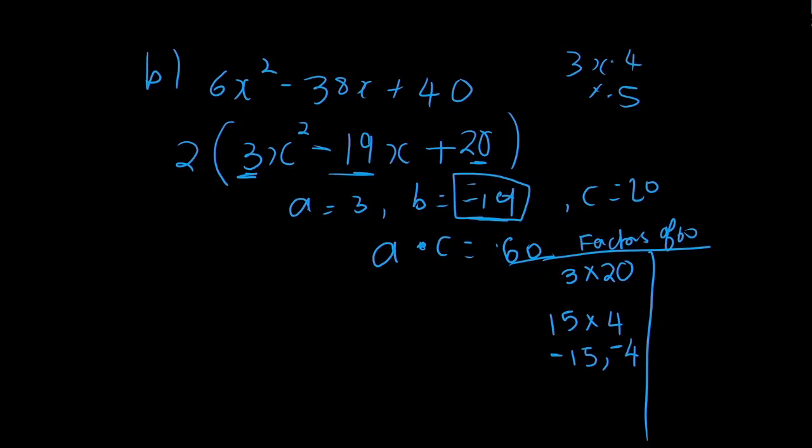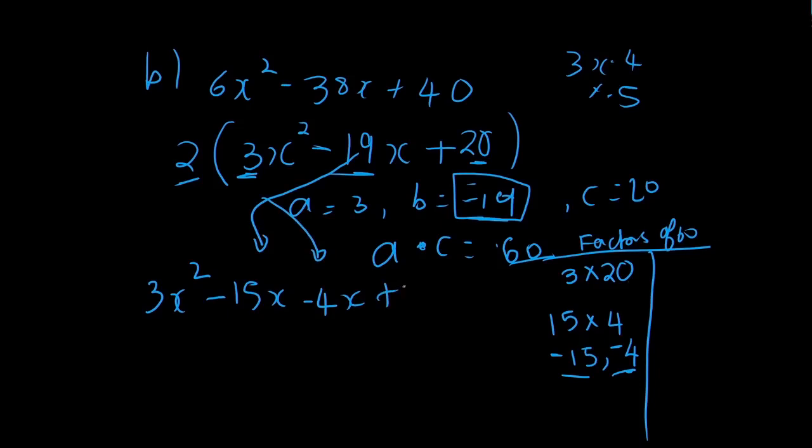So now to factorize my 3x squared minus 19x plus 20, remember there's still a 2 out there. We'll put it in just now. I found the values of p and q. P is negative 15 and q is negative 4. So I'll say it's 3x squared minus 15x minus 4x. So basically all I've done is I've rewritten negative 19. Do you see that? Plus 20.